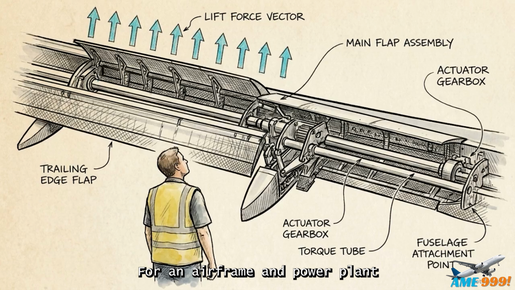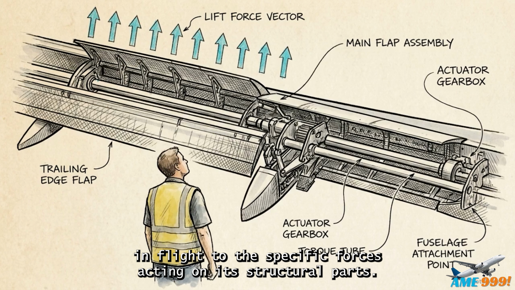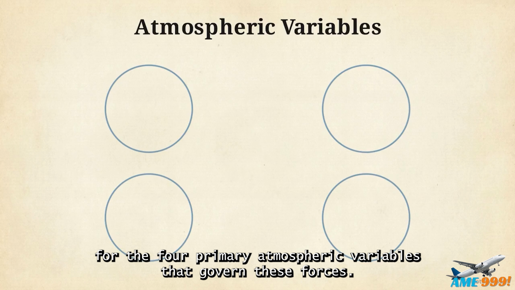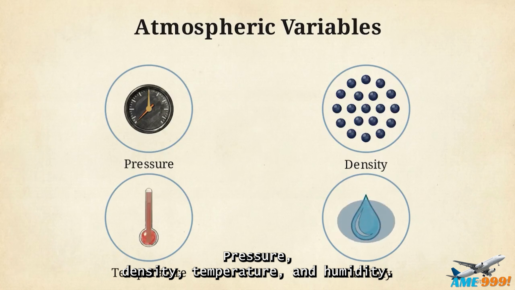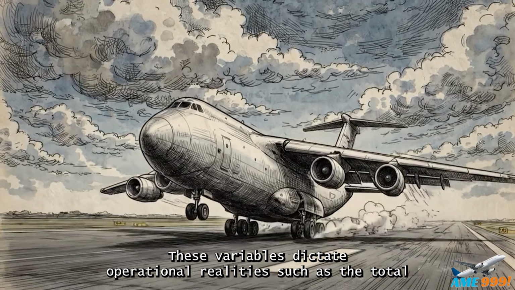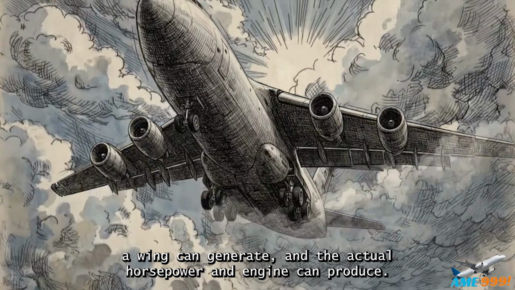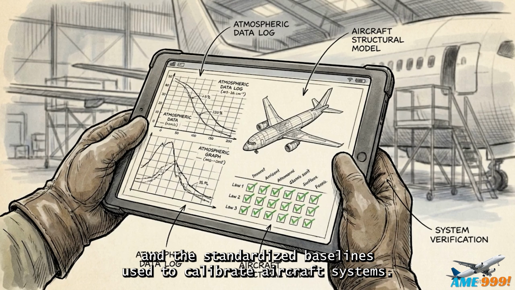For an airframe and power plant technician, understanding aerodynamics means connecting an aircraft's performance in flight to the specific forces acting on its structural parts. Safely maintaining complex aircraft requires accounting for the four primary atmospheric variables that govern these forces: pressure, density, temperature, and humidity. These variables dictate operational realities, such as the total aerodynamic lift a wing can generate and the actual horsepower an engine can produce. Because the atmosphere is never at rest, technicians rely on a firm understanding of atmospheric physics and the standardized baselines used to calibrate aircraft systems.